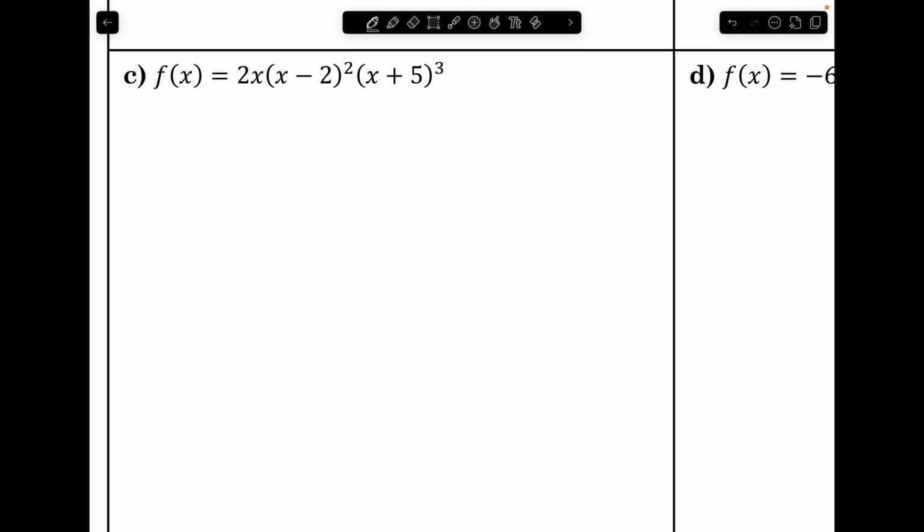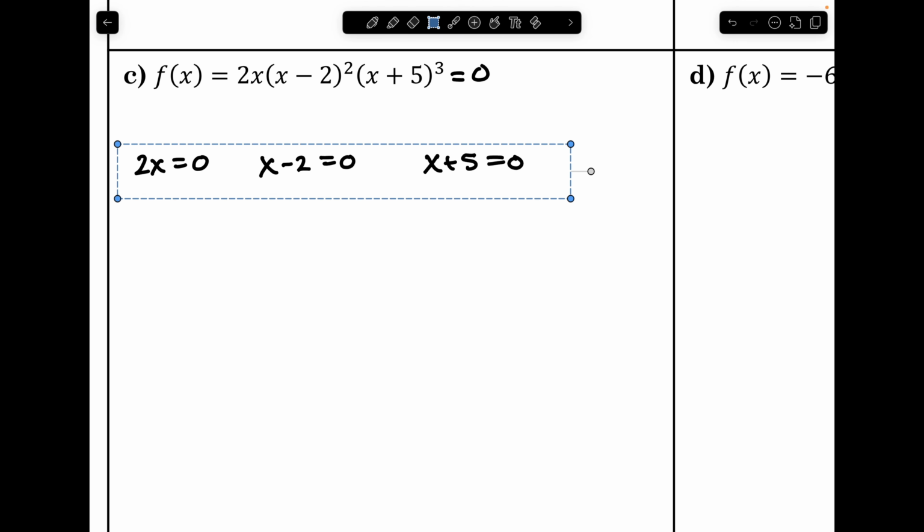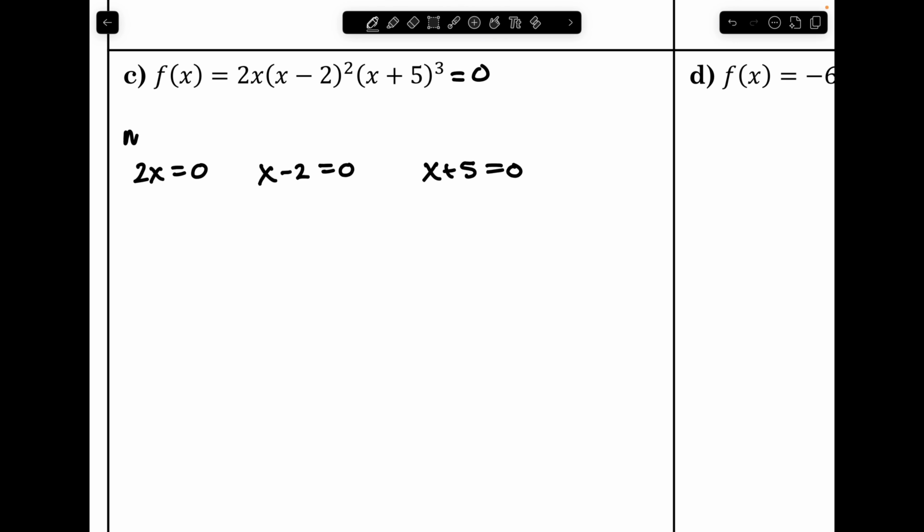Let's look at two more examples. Right here, let's find the zeros. So 2x equals 0, x minus 2 is equal to 0, and x plus 5 equals 0. The respective multiplicities, I'll write those on top. The multiplicity of this factor is 1. The multiplicity of this factor is 2. And the multiplicity of this last factor is 3. The power of each of those factors is 1, 2, and 3 respectively. To make this equal to 0, I just have to divide by 2. So x is equal to 0.